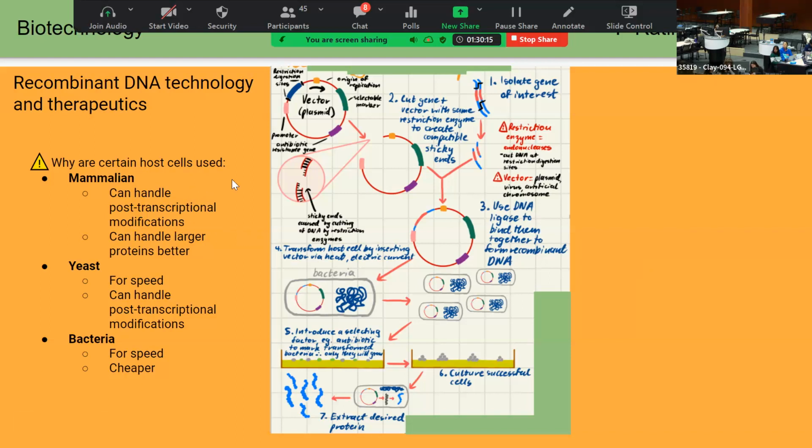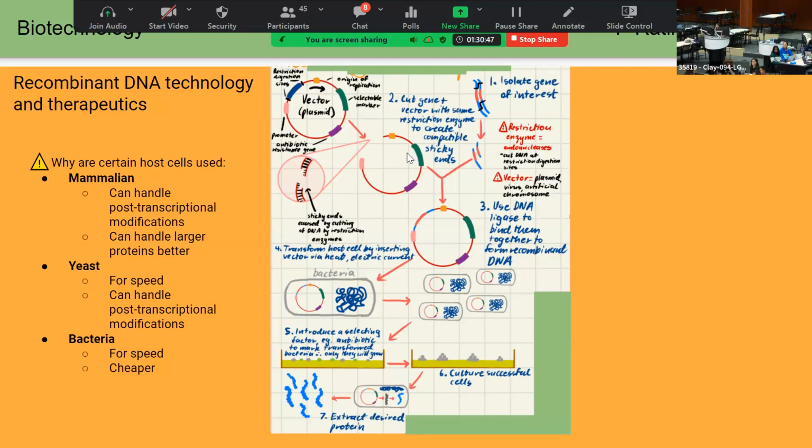Okay, so for recombinant DNA, if I just go through the process quickly. First you need to isolate the gene of interest. That's done with endonucleases, which are restriction enzymes. They cut DNA at restriction digestion sites. From there, you can see here that whatever cuts the gene also cuts the vector with the same restriction enzyme, so it's compatible. It has sticky ends, so they can attach to each other.